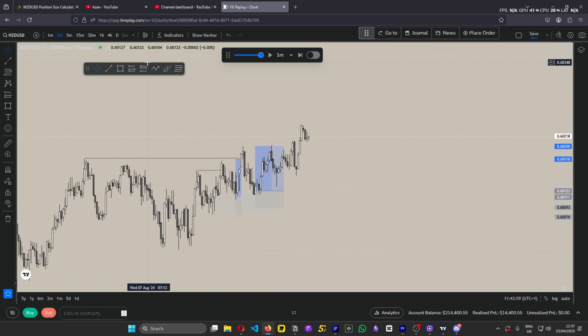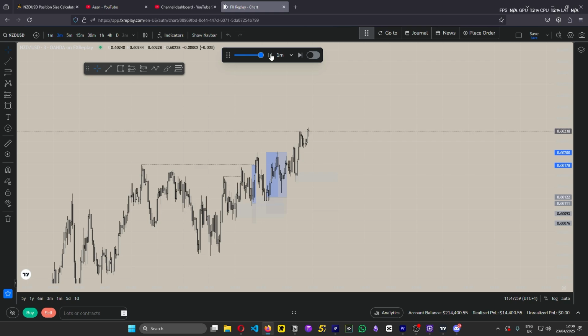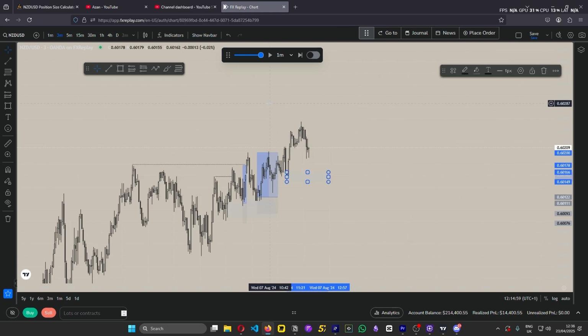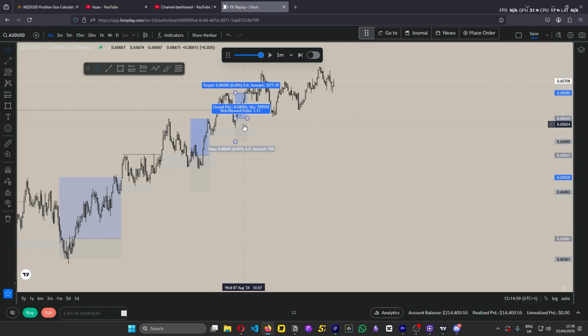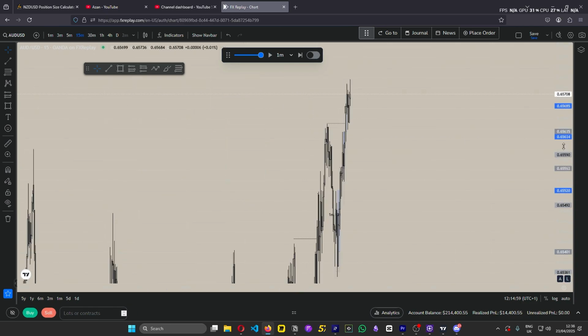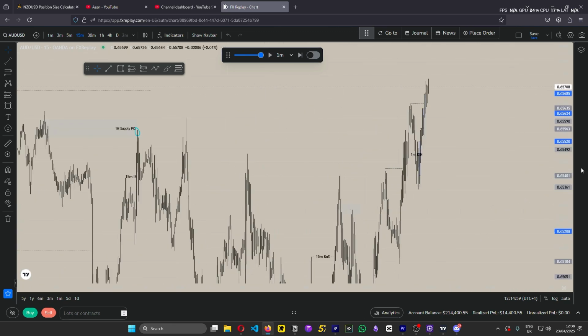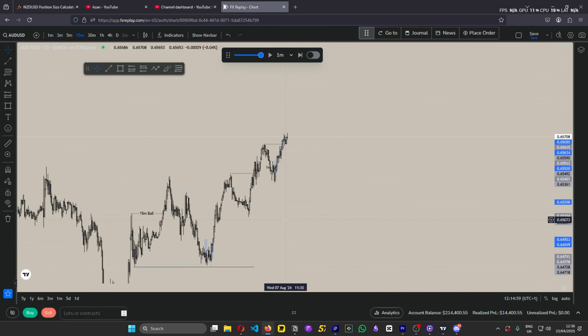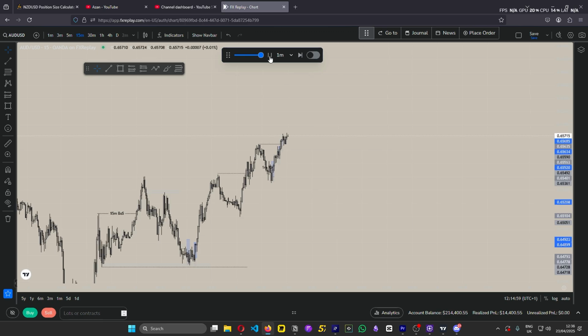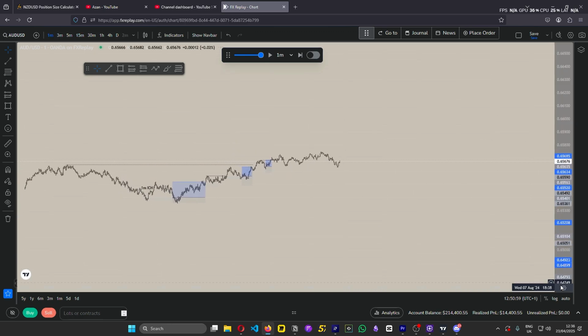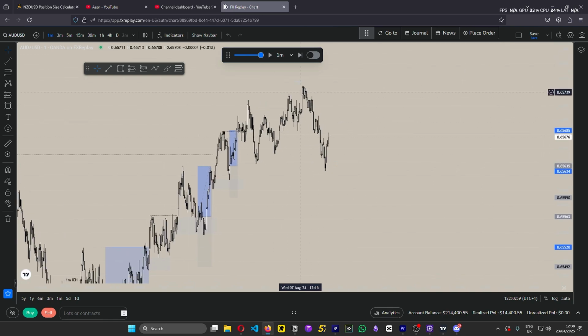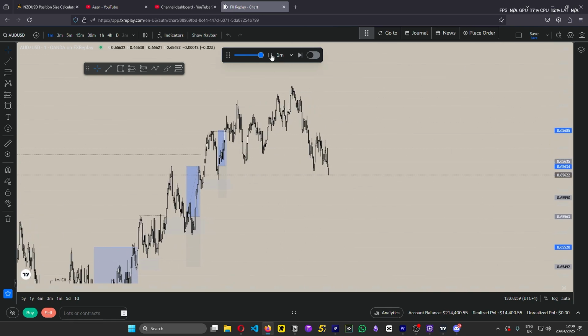Oh, you know, wait, this looks pretty good, to be fair. And we just broke structure up again and we shifted, so I'm not gonna take that. I'm good. What are we gonna do? We're gonna wait now, I think. We are going to wait. Okay, so we get a shift down. I'm not gonna take any other sells. Of course not.